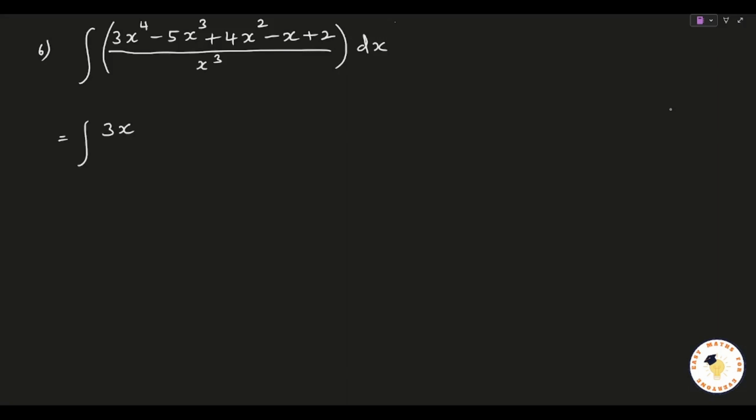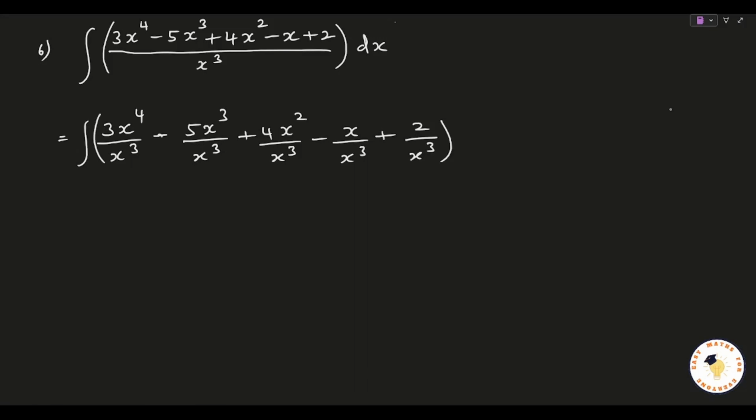We will get 3x power 4 by x power 3 minus 5x power 3 divided by x power 3 plus 4x square divided by x power 3 minus x divided by x power 3 plus 2 divided by x power 3 into dx. Simplifying further, we can cancel 3x terms, so we will be ended up with 1x. Here x cube entirely cancels. Here there will be 1x in the denominator. Here there will be 2x terms in the denominator, like that.